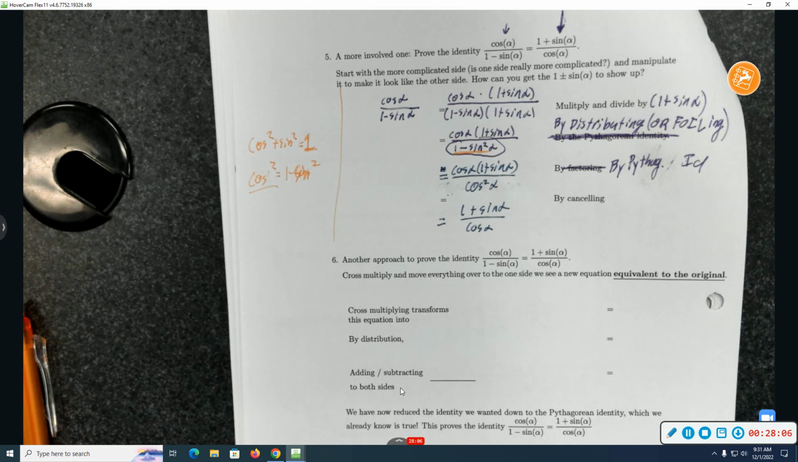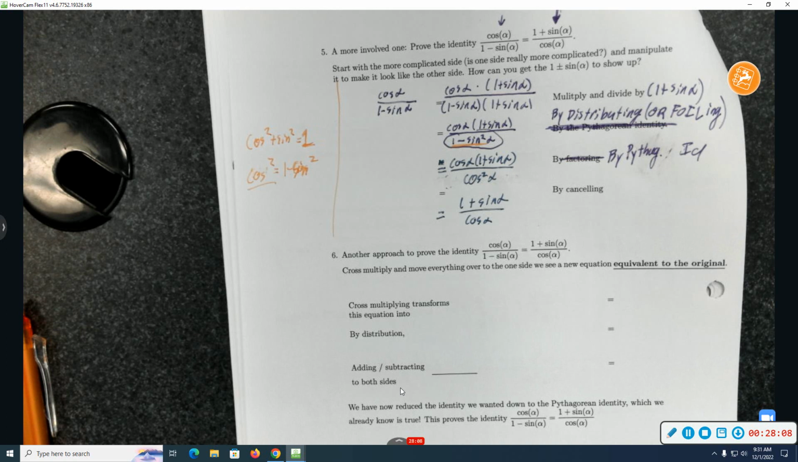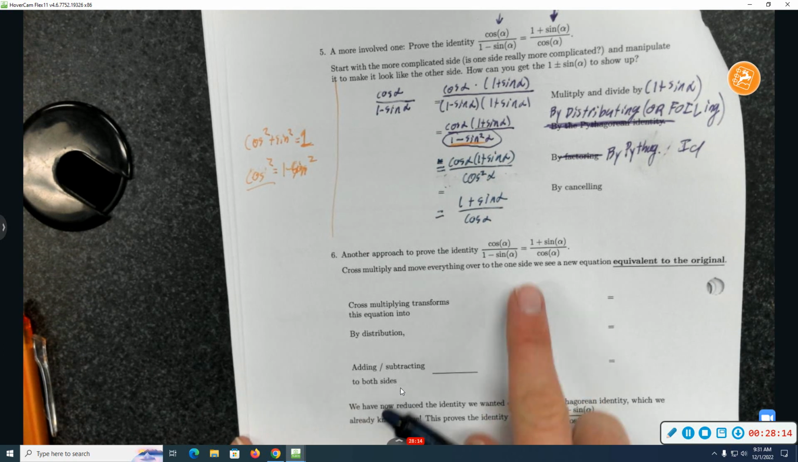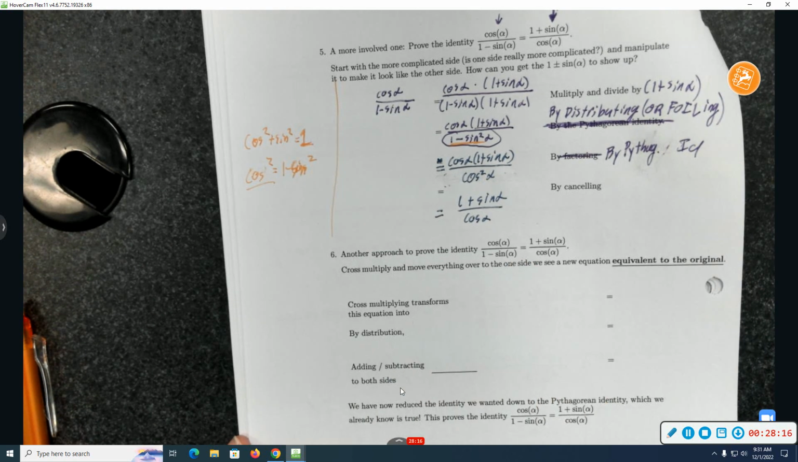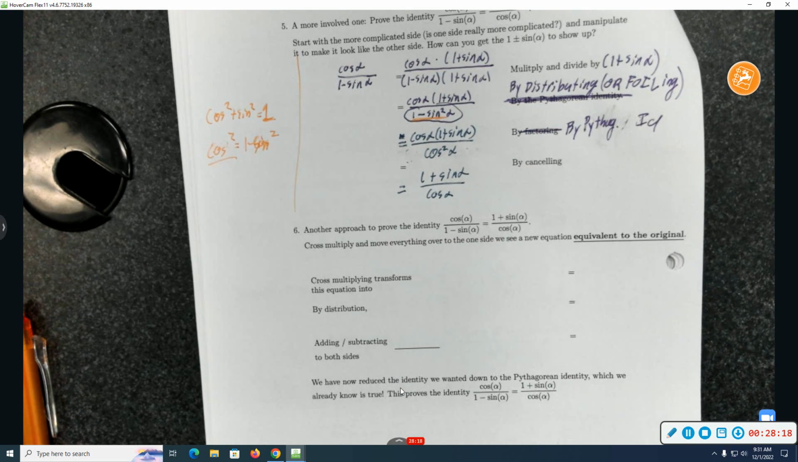So let's try to prove the same identity. Cosine alpha over 1 minus sine alpha equals 1 plus sine alpha all over cosine alpha. And we'll mess around with both sides of the equal sign. As long as we do the same thing on both sides, or do things that preserve equality, this will preserve equality. So if you look at this whole equation and want to simplify, what seems reasonable?